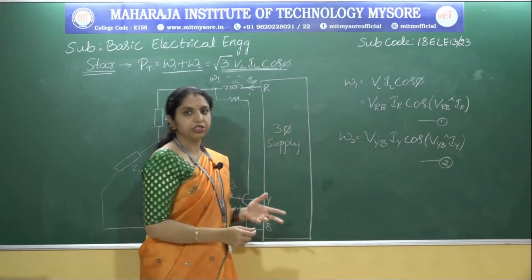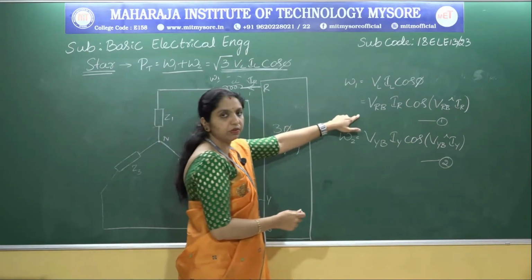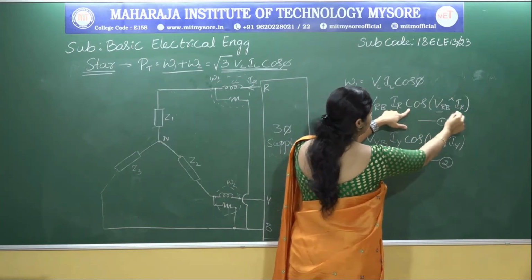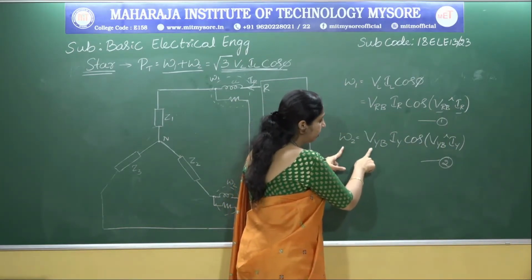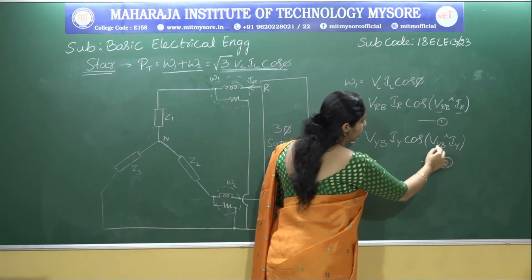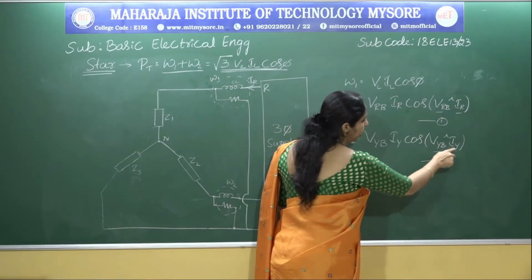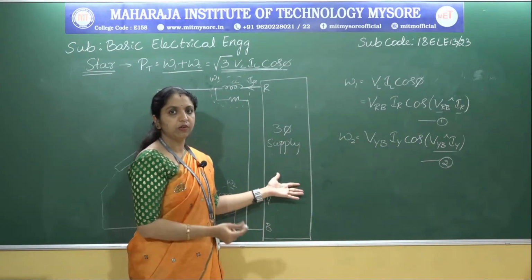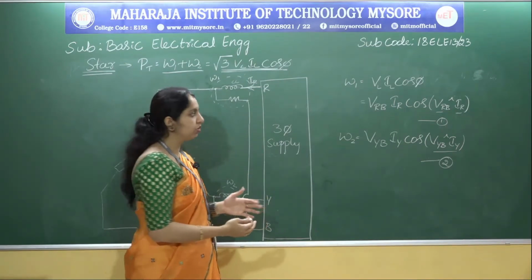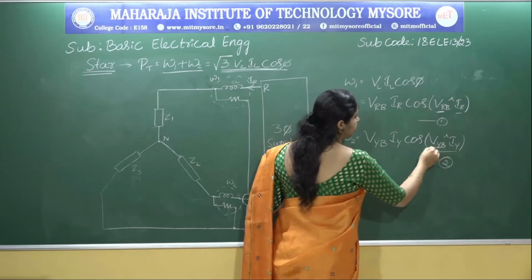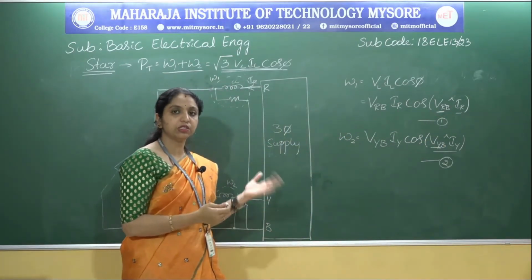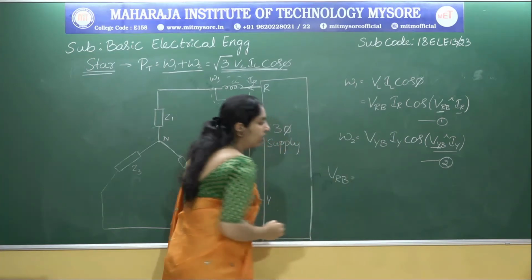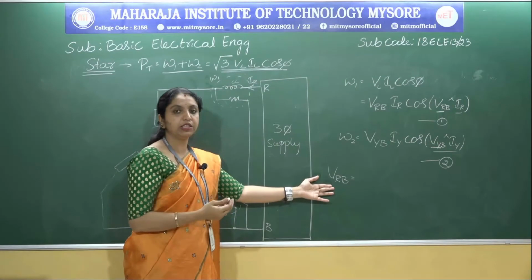So now we have obtained two equations using two wattmeters. Using the first wattmeter, we have VRB IR and cos of the angle difference between VRB and IR, and the second wattmeter reading is VYB IY and cos of the angle difference between VYB and IY. Now based on these two equations, we are going to draw the phasor diagram, and before that we need to express the line voltages in terms of phase voltages, as we discussed in the previous session. So let us have the equation. VRB is the line voltage, and now we are going to express the line voltage in terms of phase voltage.